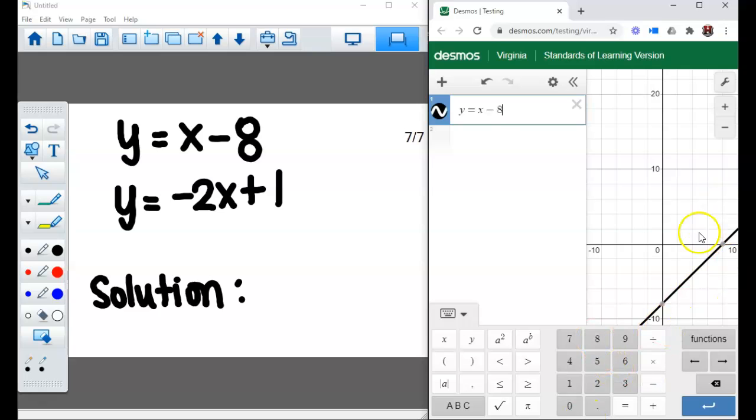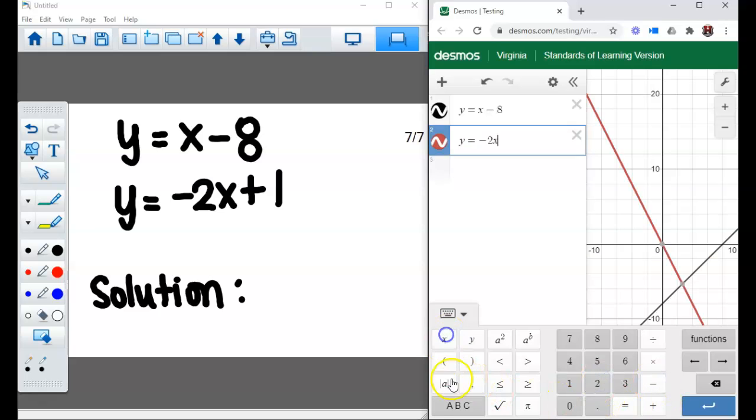So you'll notice that line is displayed in black over here on my graph. Now what I'm going to do is I'm going to come down here, hit this blue enter button because I have another equation to put in. And I'm going to put in y equals negative 2x plus 1. And notice it graphed that one in red.